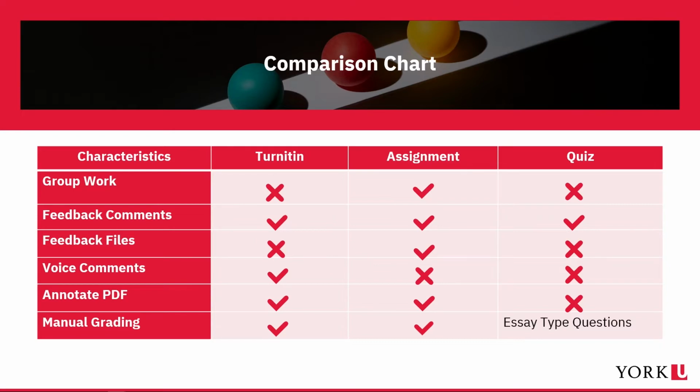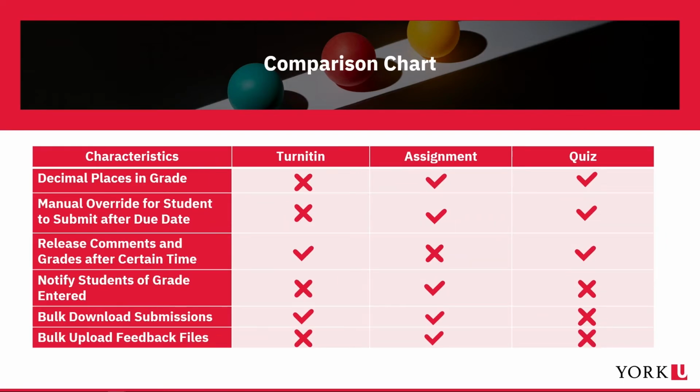Turnitin will allow you to leave voice comments, and Turnitin and assignment will allow you to annotate PDFs using their own built-in grading application. Manual grading is going to be required for Turnitin and assignment. The professor will have to read the essay or the test and give it a grade. Whereas in the quiz, everything except for essay-type questions will automatically be graded. Quizzes and assignments allow for decimal places. Turnitin does not. You can do a grade override. However, doing so means that if it was graded already with an integer value, there will be differing grades when viewed from the student's grade report.